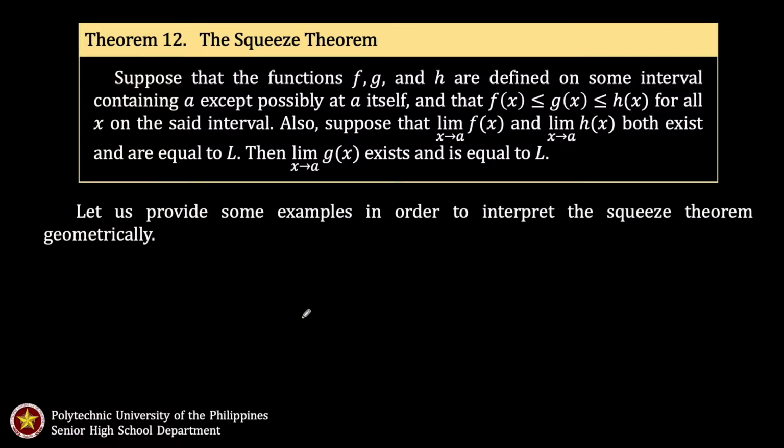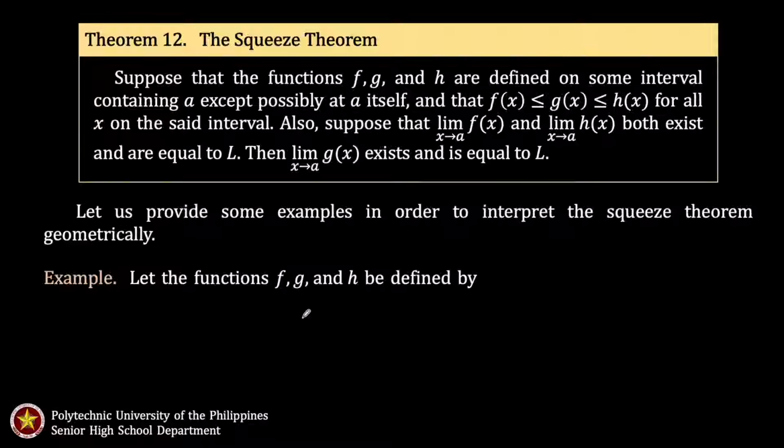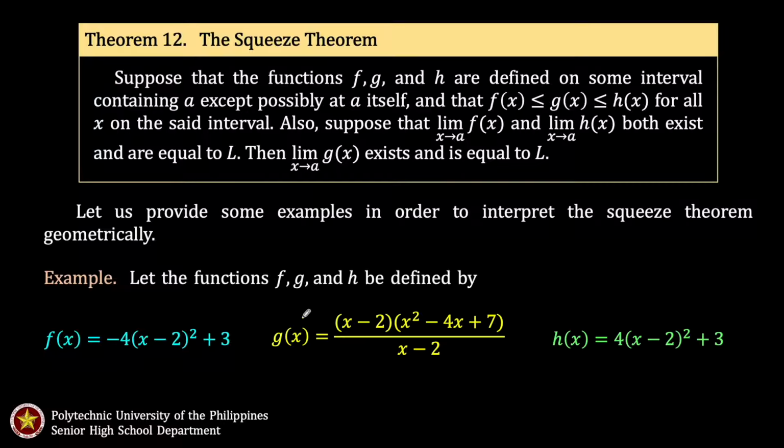Now let us provide some examples for us to interpret the Squeeze Theorem geometrically. Let's say we have these functions f, g, and h defined by this. We have a negative 4 times the quantity of x minus 2 squared plus 3 for f, and the positive version for that must be our h of x. Then our concern is to find the limit of the middle function, which is g.